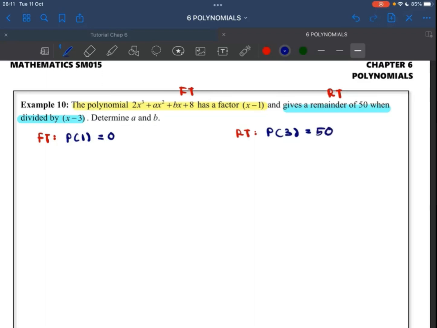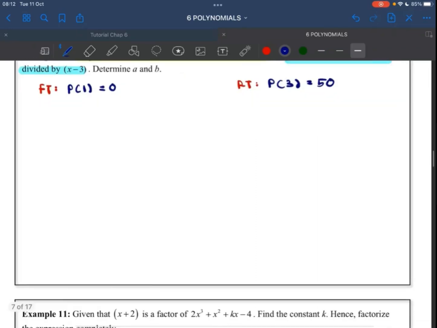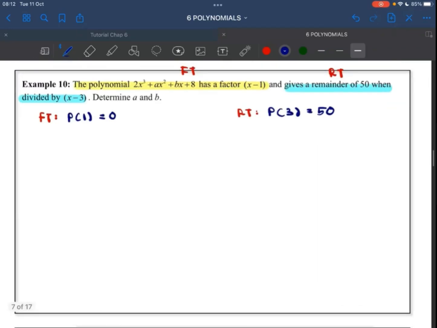Okay. And the question asks to find a and b. So simply substitutekan dalam kita punya polynomial and then simultaneous equation lah di situ. So dekat sini kita ada P(1) equals to 0. Substitute 1 into the polynomial. Kita ada 2(1) cube plus a(1) square plus b(1) plus 8 equals to 0. And then susun-susun lah, a plus b equals to negative 10. So a equals to negative 10 minus b.